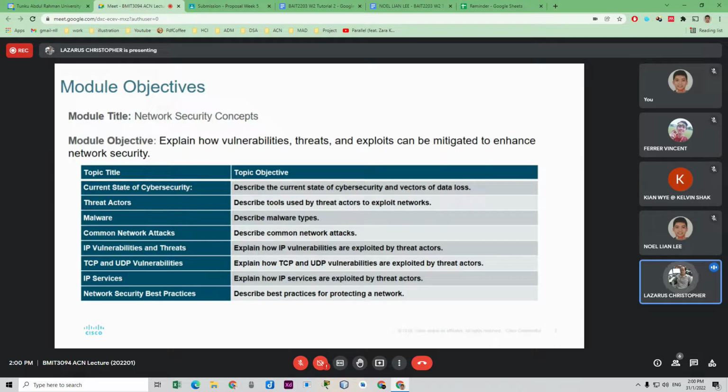So what's the current state of cybersecurity right now? Then we look at who the threat actors are, the perpetrators of all these cyber crimes, and the tools utilized by these threat actors. And then we look at malware as a category. We describe the different malware types. We also look at the common network attacks, that means very typical network attacks, right?